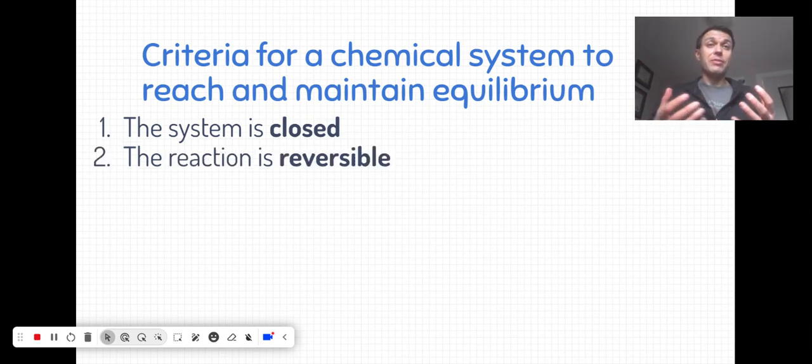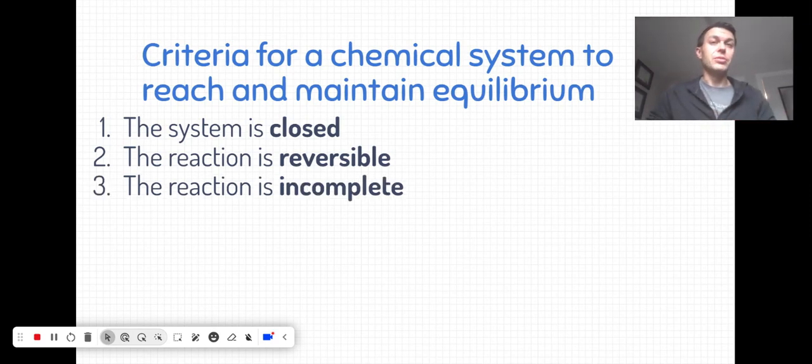If a chemical system involves a forward and reverse reaction, the reaction itself must be reversible. And not all reactions are reversible. A good example of a reaction which is not reversible would be a combustion reaction. There is a forward reaction where the hydrocarbon reacts with oxygen, but we cannot combine water and carbon dioxide to reform that hydrocarbon and oxygen. So not all reactions are reversible. Because the equilibrium state involves the presence of all the chemical species involved, we must have an incomplete reaction.